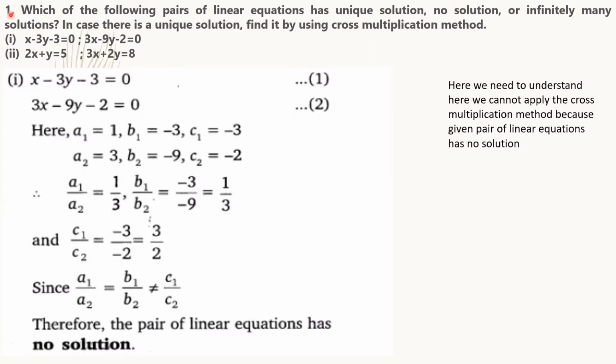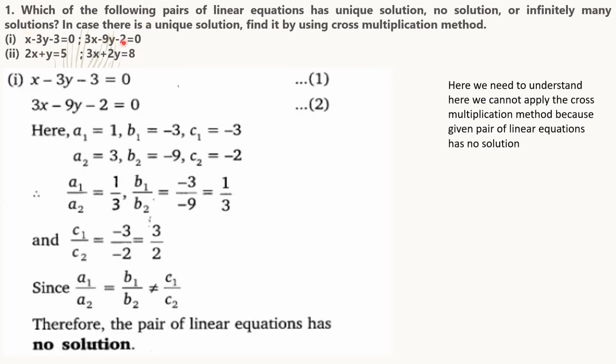Let us come to question number first of exercise 3.5. Which of the following pairs of linear equations has a unique solution, no solution, or infinitely many solutions? In case there is a unique solution, find it by using the cross multiplication method. In this question, they have given a pair of linear equations.